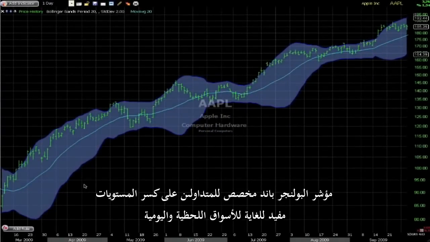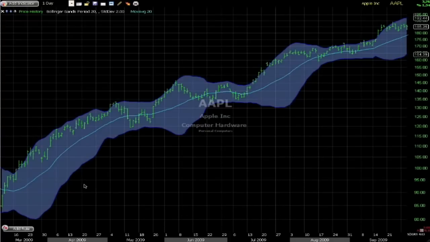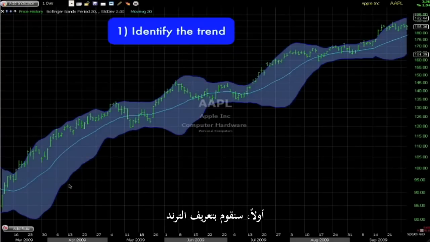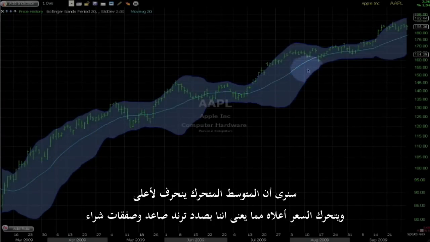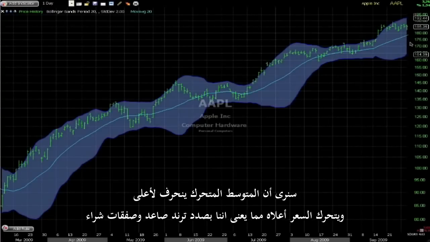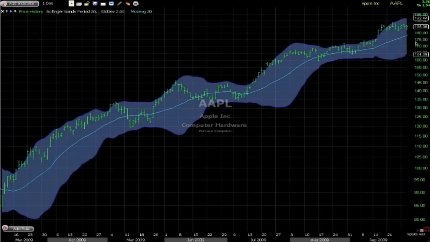Here's a great Bollinger Band setup for breakout traders. It works well on intraday charts and on daily charts. First, I want to identify the trend. I can see that the MA is upsloping and I see that price is staying relatively above it, so the trend is up, meaning I will only take long plays.